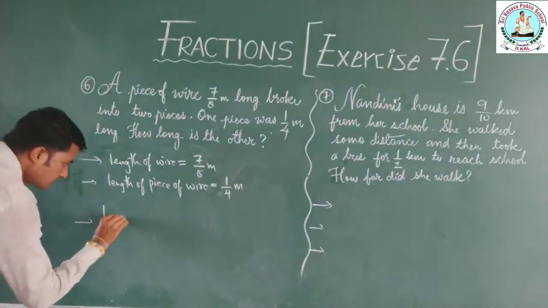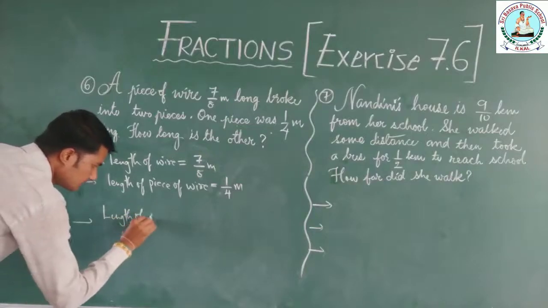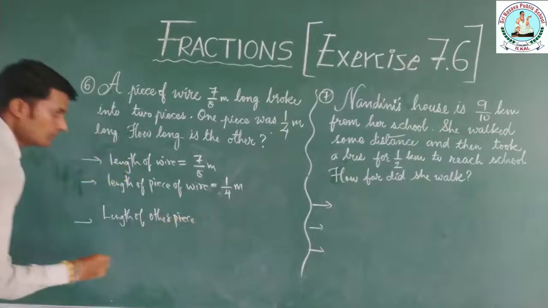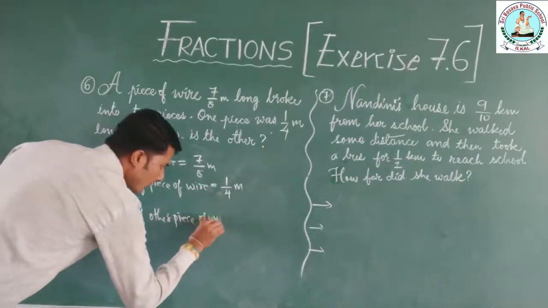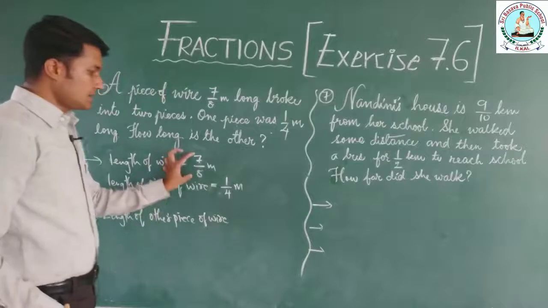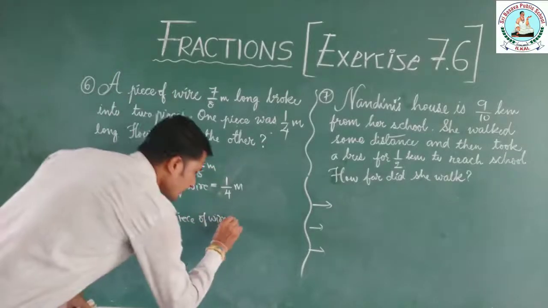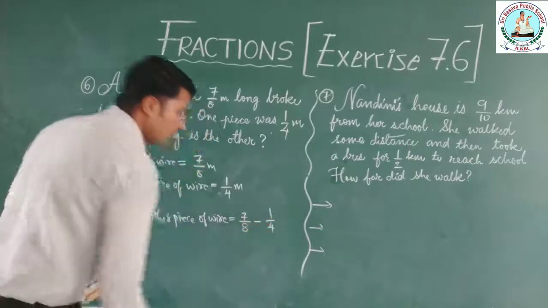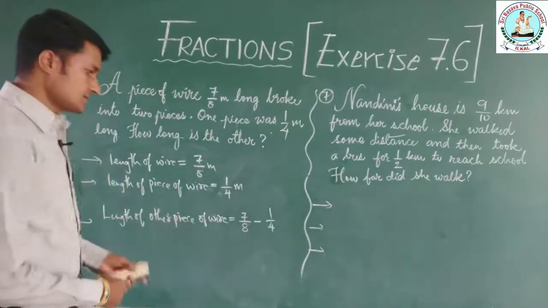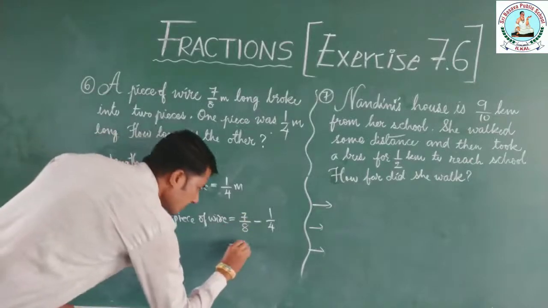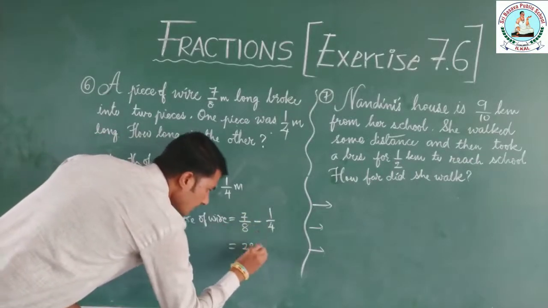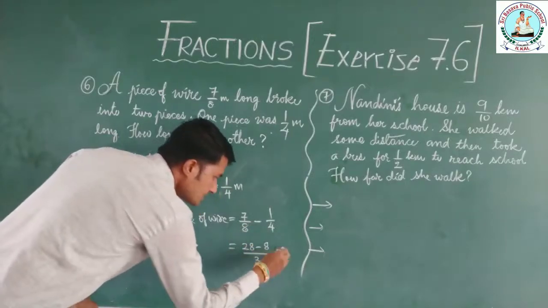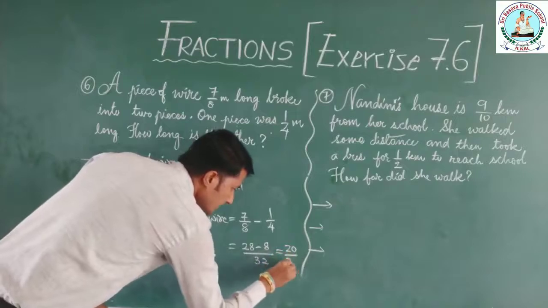Then you need to find out length of other piece of wire. Very simple. Bigger length minus smaller length. So equals 7 by 8 minus 1 divided by 4. So it is just like subtraction of unlike fractions. Just do it. 4 7s are 28 and 1 8s are 8, divided by 8 4s are 32. So 28 minus 8 will be 20 and this is 32.